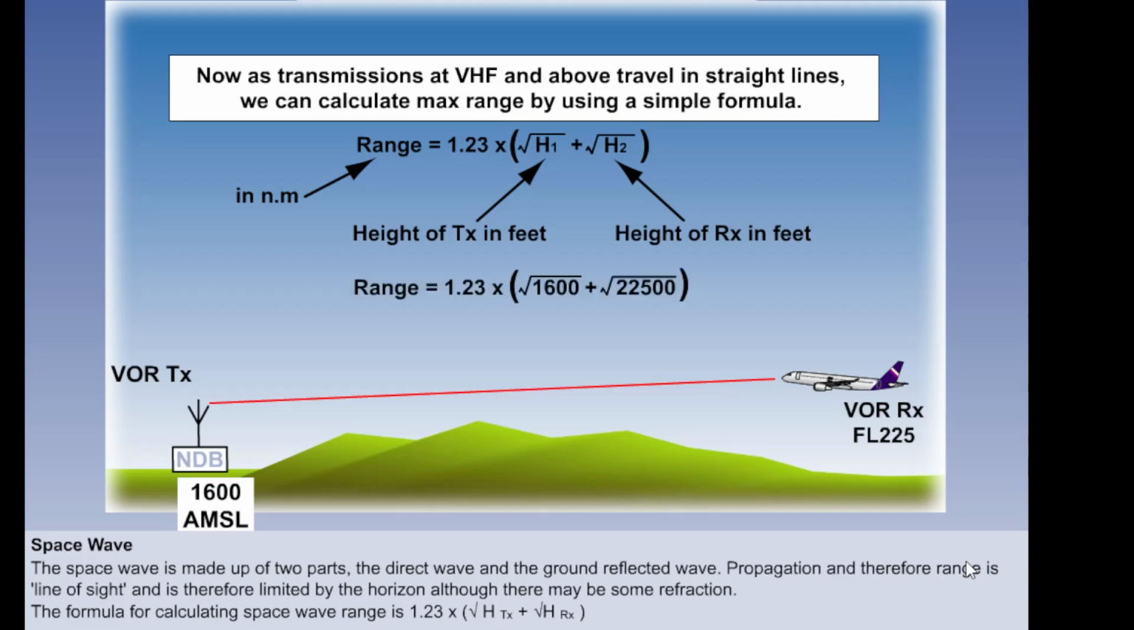So, suppose the transmitter is at 1,600 feet above mean sea level, and the aircraft is at 22,500 feet. Their square roots are 40 and 150, respectively. Multiplying by 1.23 gives us the answer 233.7 nautical miles.